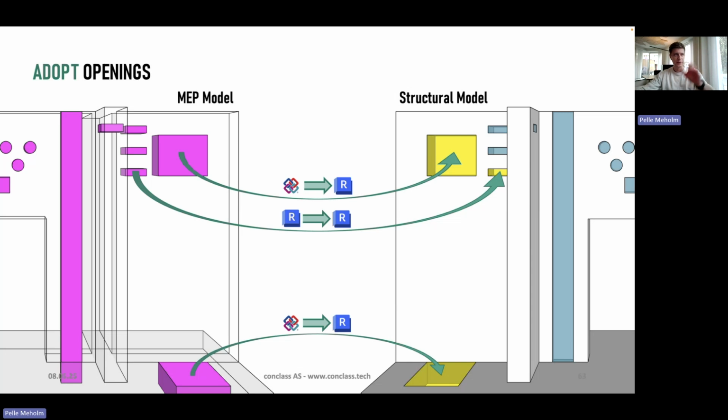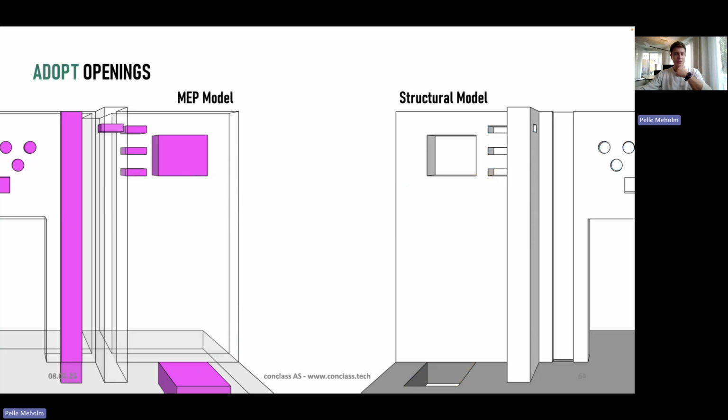ConVoid allows you to transfer external and internal openings, also in IFC format and Revit format, to your own structural or architecture model. And it will also keep everything up to date to allow you then to create your drawings, to create the cutouts and the host elements and so on.